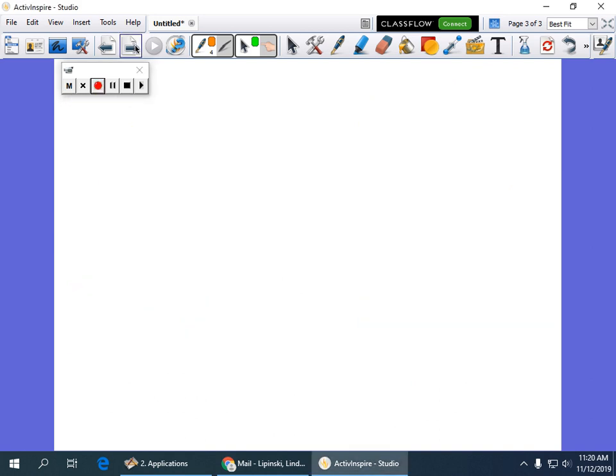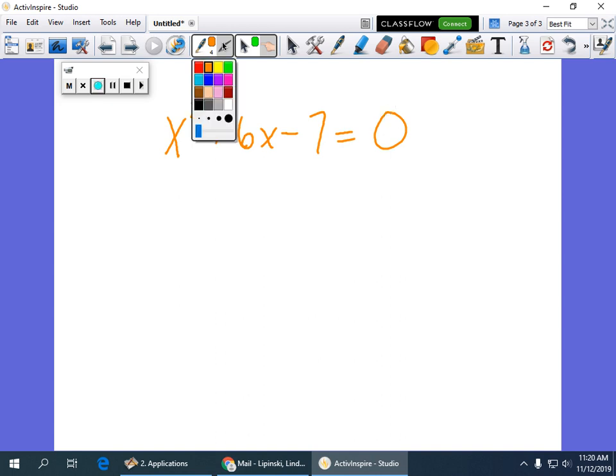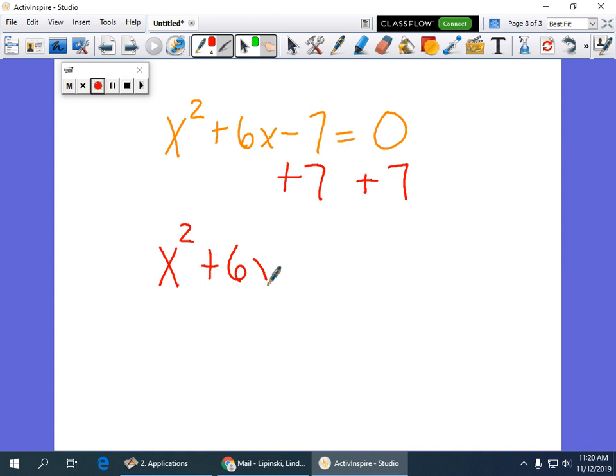Okay, so your paper has the steps for completing the square. The first thing we have, and I left you a little paper, is x squared plus 6x minus 7 equals 0. It says move the constant to the other side. Which one's my constant? Negative 7. How do I move it? I'm going to add 7 to both sides. Now I have x squared plus 6x blank equals 7.